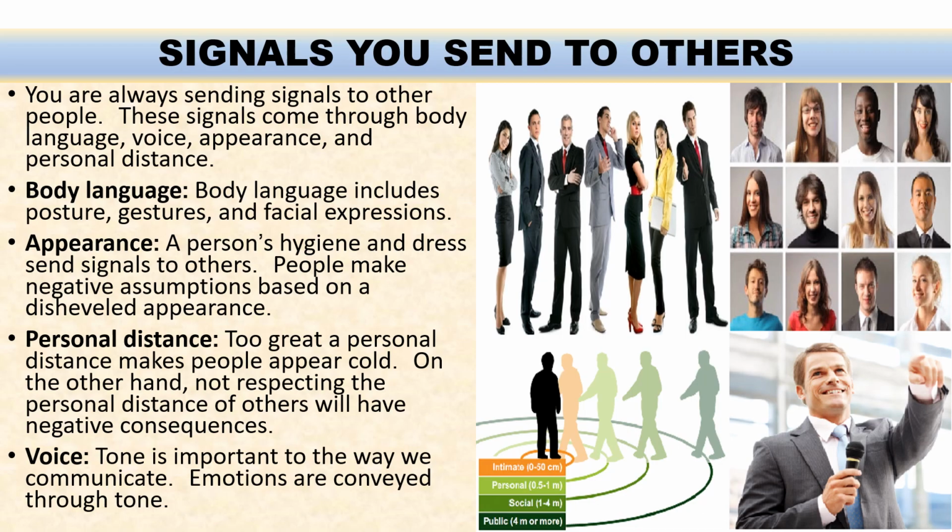Signals you send to others. You are always sending signals to other people. These signals come through body language, voice, appearance, and personal distance. Body language includes posture, gestures, and facial expressions. Appearance: a person's hygiene and dress send signals to others. People make negative assumptions based on a sloppy appearance. Personal distance: creating too much personal distance makes people appear cold. On the other hand, not respecting the personal distance of others will have negative consequences.